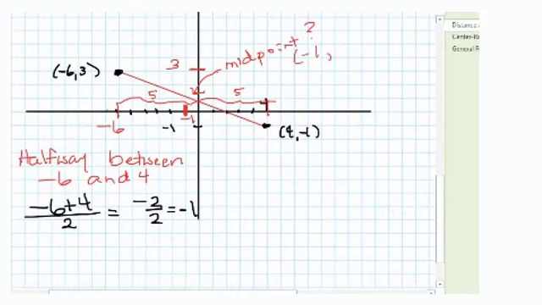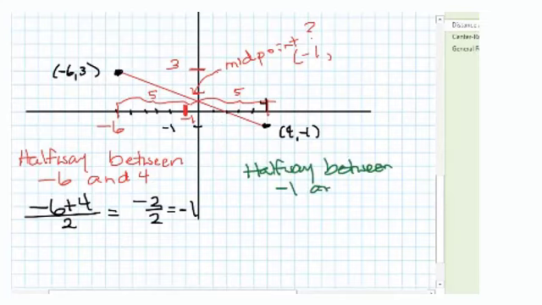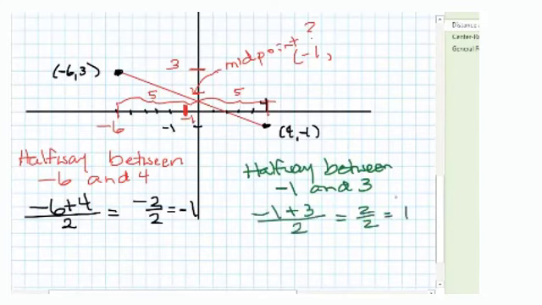Now let's find what's halfway between the y values, -1 and 3. So you average them, (-1 + 3)/2. That's going to be 2/2, which is 1. So the y coordinate turned out to be 1. So (-1, 1) would be right here.